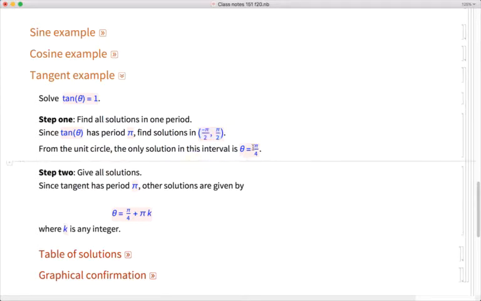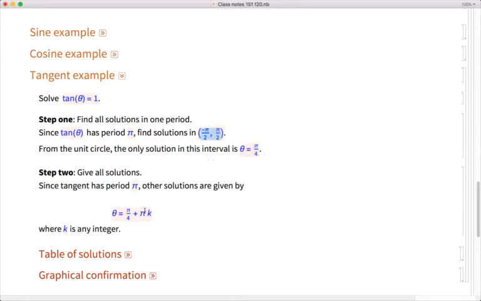I haven't drawn the picture this time, but if you remember, tangent is sine over cosine. So if we want the tangent to be equal to 1, we're looking for angles where the sine and cosine are equal, and that happens at pi over 4. And that's the only value in this interval.